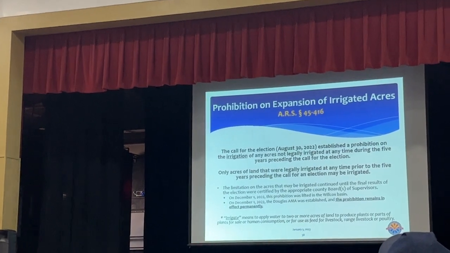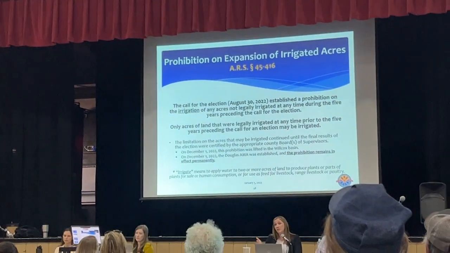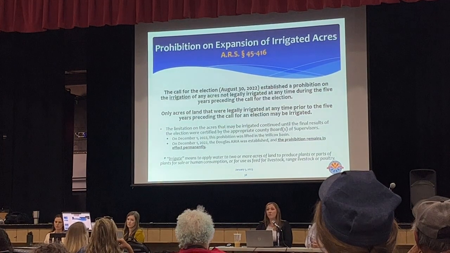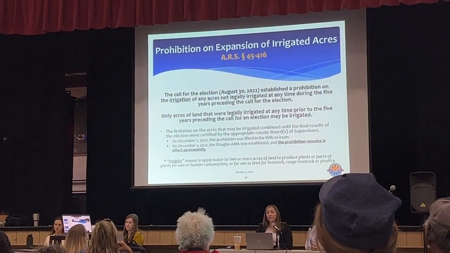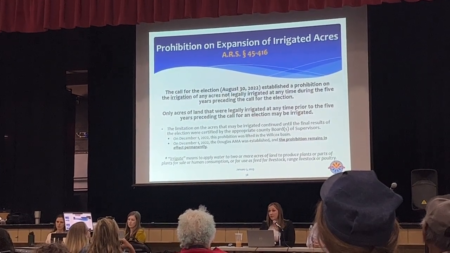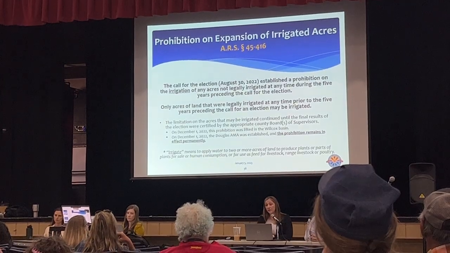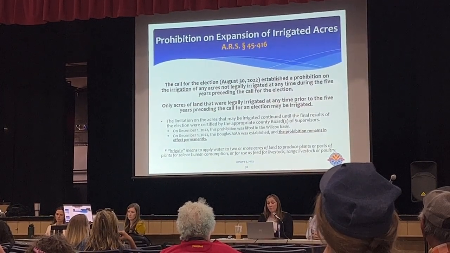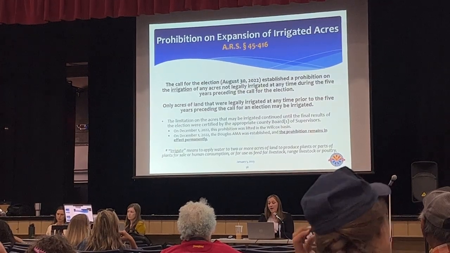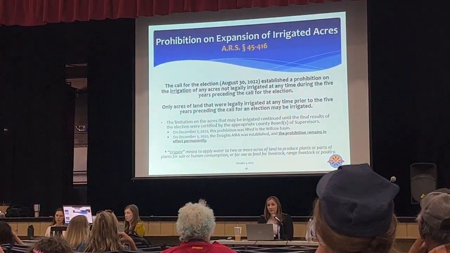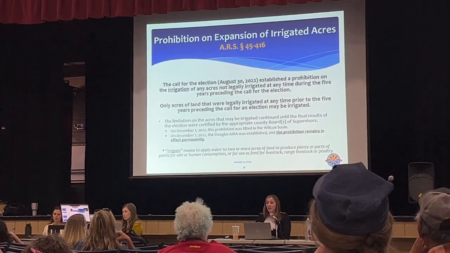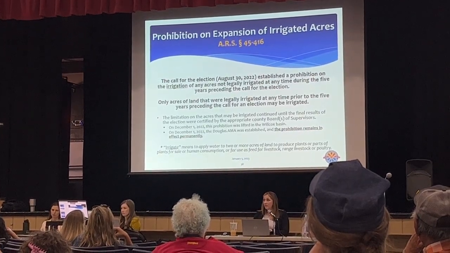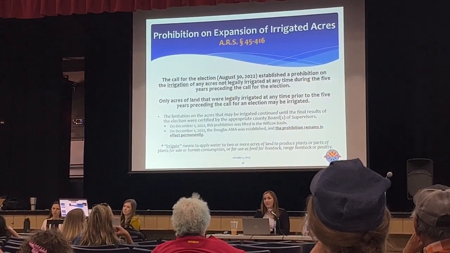So the limitation on those acres continued until the certification of the election. Wilcox was also on the ballot. The Wilcox vote did not pass. So on December 1st, when the votes were certified, the prohibition was lifted in Wilcox. But on December 1st, when the Douglas AMA was established and those votes were certified, the prohibition was set to remain in effect permanently.